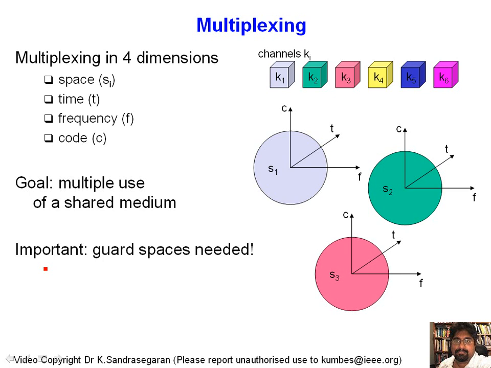Now the important thing is that whichever technique you use, you need to separate the signals and have guard spaces in between. For example, if you're using space division multiplexing, S1 is being transmitted in this space and S2 is being transmitted in this space. We have to make sure there is a sufficient gap, guard spaces, between these signals so that they don't interfere with each other.